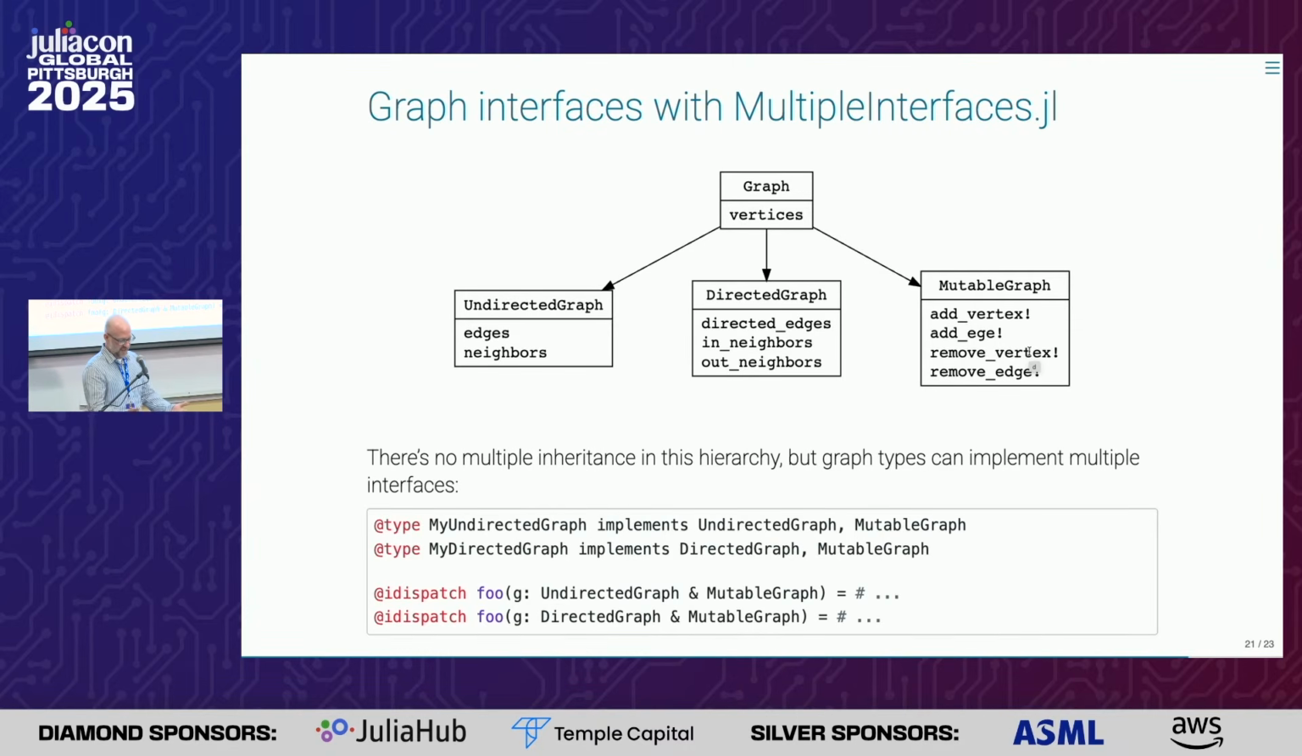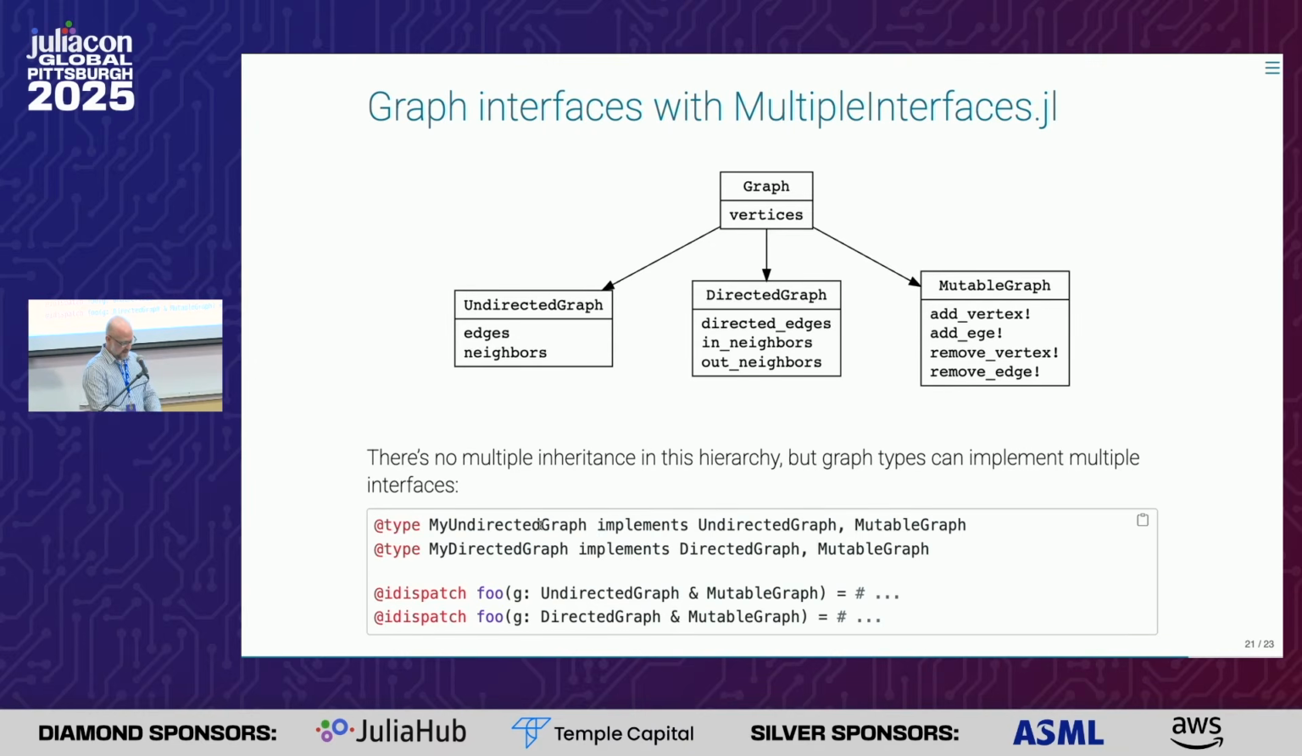Of course, you'll see there's not actually any multiple inheritance in this hierarchy, but the graph types can implement multiple interfaces, so that's where the multiple inheritance comes in. You've essentially got multiple inheritance going from the interfaces to the concrete types.